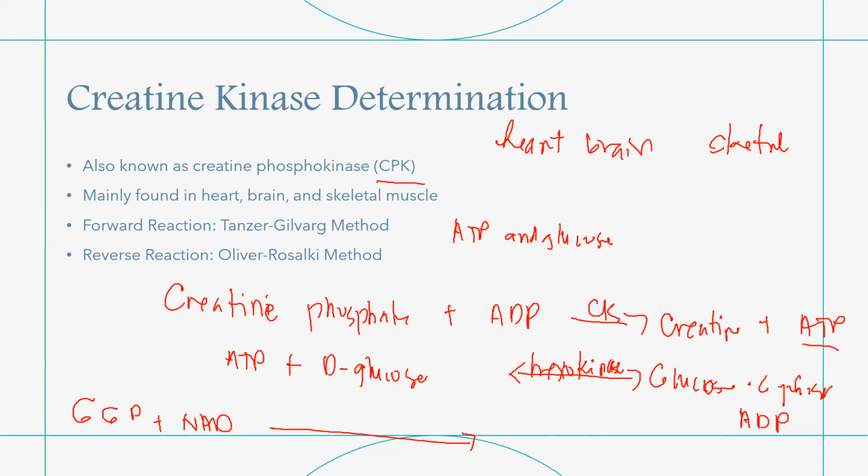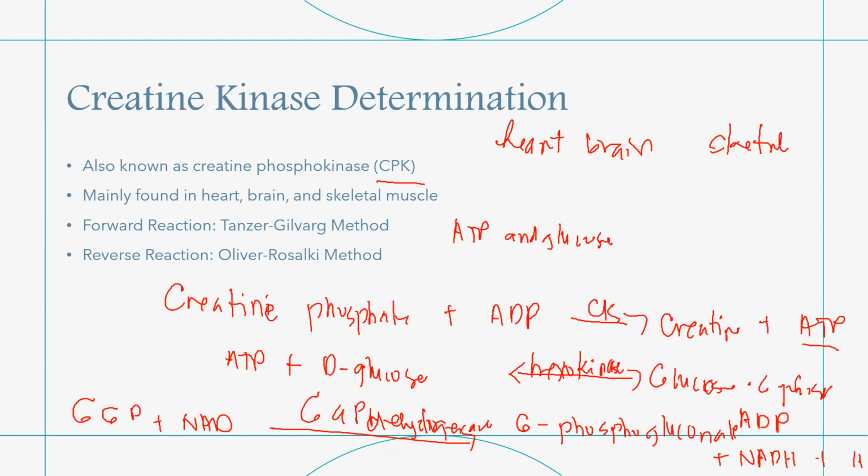Now, our glucose 6-phosphate plus NAD will react in the presence of glucose 6-phosphate dehydrogenase to form your 6-phosphogluconate plus NADH plus hydrogen.